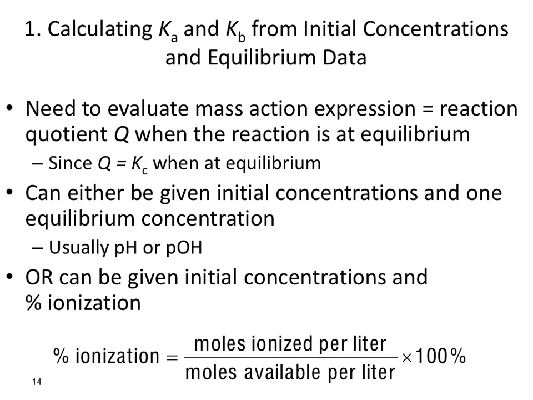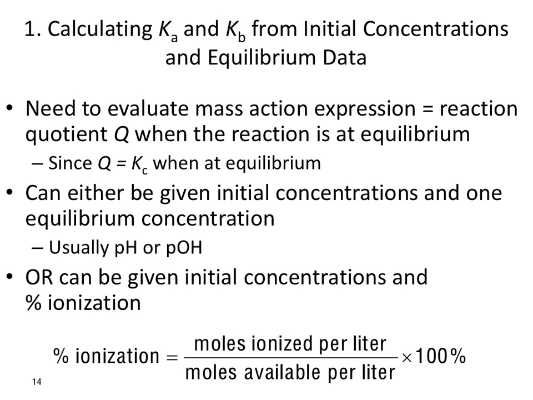Okay, so if we want to find Ka and Kb from the initial concentrations, we need to recall some things about equilibrium. That means that we need to look at where the reaction is compared to the equilibrium constants. So that's when we compare the reaction quotient Q to Kc, and at equilibrium they should be equal. And we can either be given initial concentrations and one equilibrium concentration. And typically that equilibrium concentration is going to be pH or pOH.